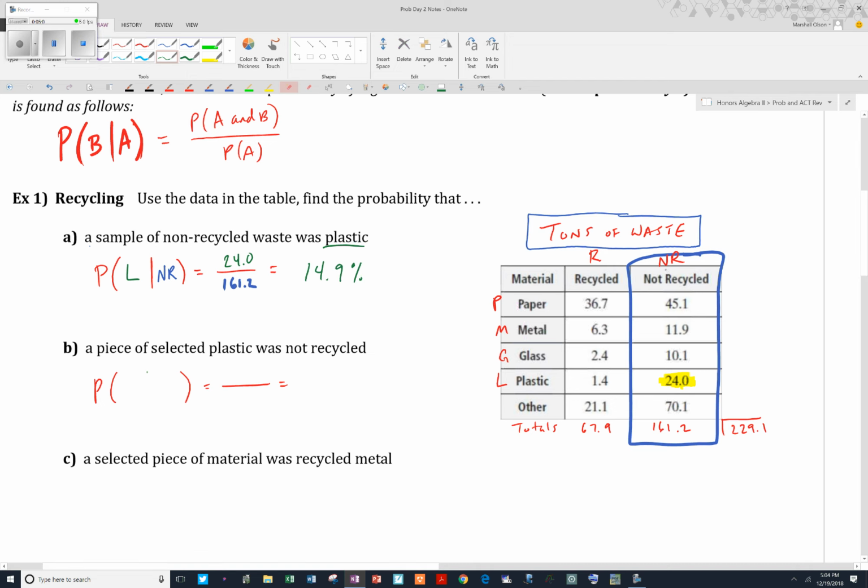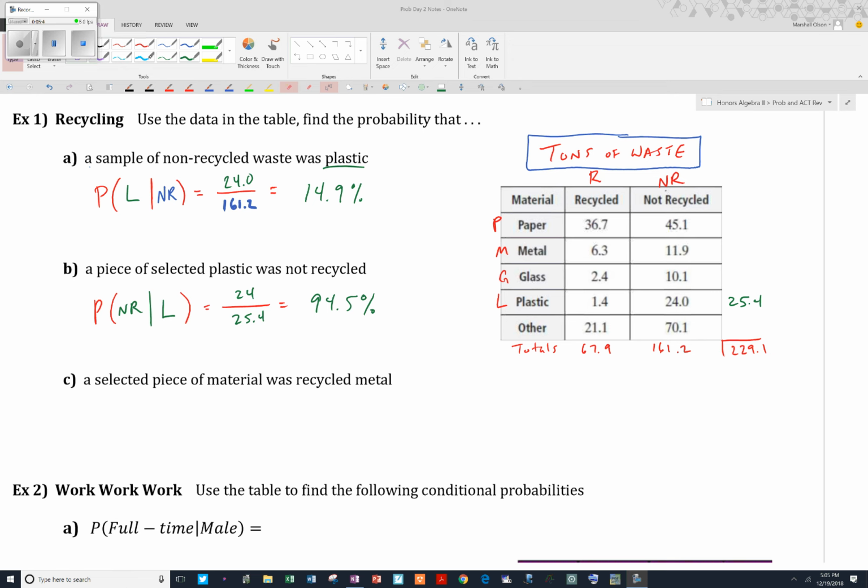So in the next one, it says the probability that a piece of selected plastic, I'm going to stop right there. So what we know is it is a piece of plastic. We want to find the probability that it's not recycled. So now we reverse that condition from the previous problem. So now we have limited our sample space to only be looking at the plastic material. So I'm going to get that total over there. It's pretty easy to find. It's 25.4. That's what's going to go in our denominator. And in the numerator, well, it's still that 24. And that's obviously going to be a pretty high percentage, 94.5%.